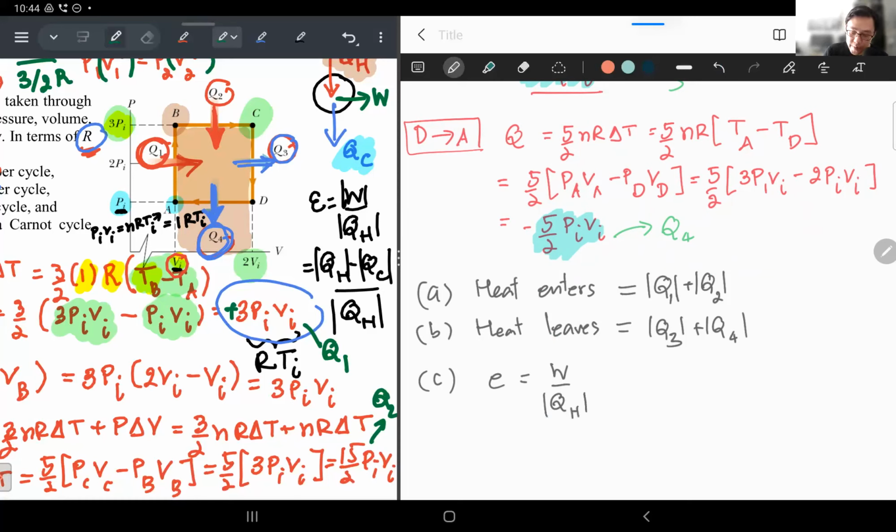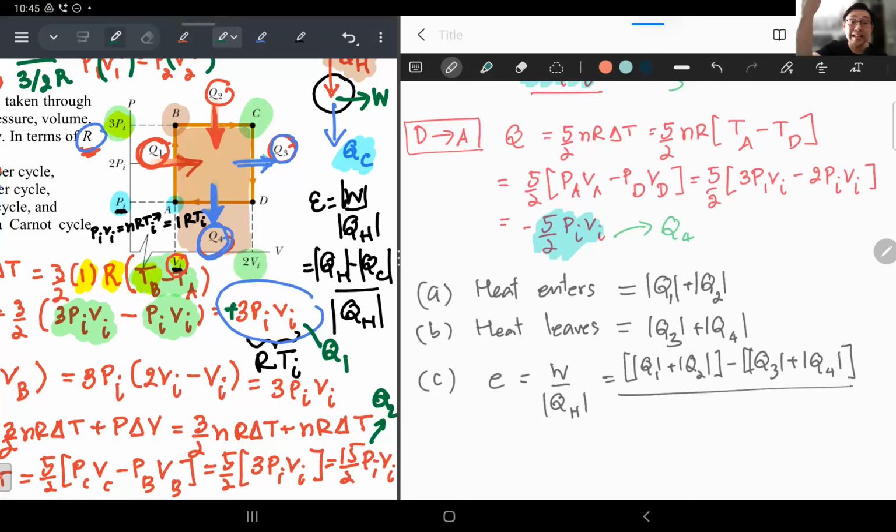Now you will be able to calculate the W by saying that the W is going to be, watch carefully here, the heat entering, that's Q1 plus Q2, subtract out the heat leaving the system, that's Q3 plus Q4. Sorry, two double brackets here. There you go. And then you divide it by Q hot, the heat that flows into the system, which is Q1 plus Q2. Got that one? Pretty good.